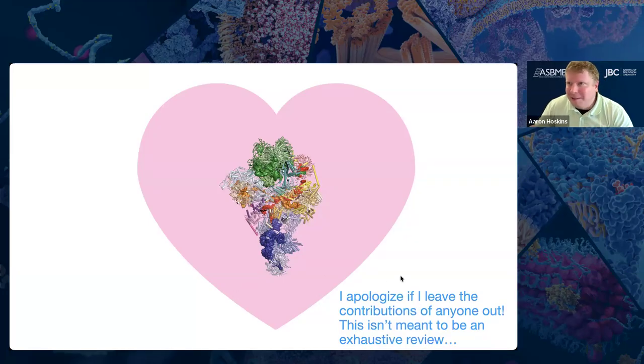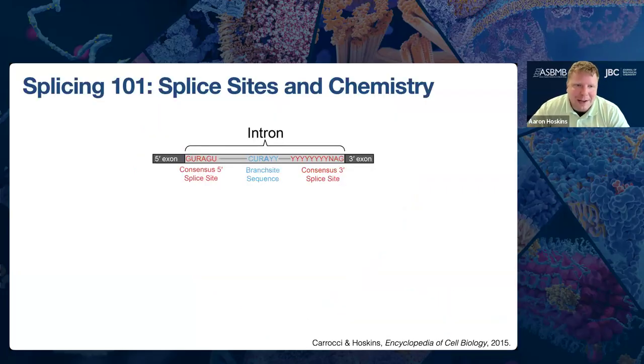Also, because this is a very high level overview, I'm not going to be talking about a lot of my research. I will mention a few things, but I will talk about work from a number of other laboratories. I apologize if I leave anyone out. This isn't meant to be an exhaustive review, but just a quick impression for the general audience. So beginning with splicing, what is it and how does it work?